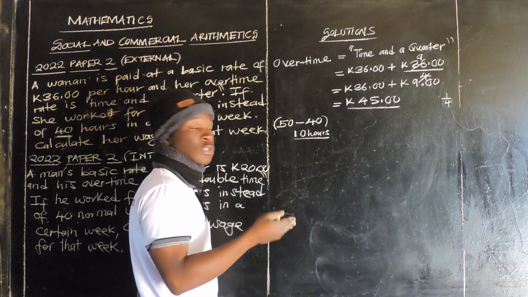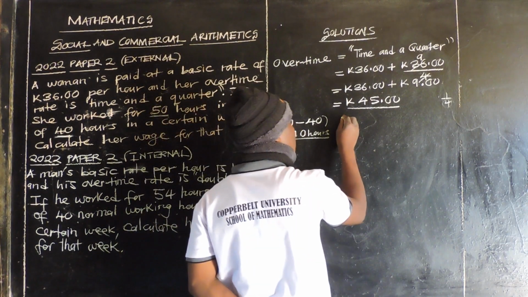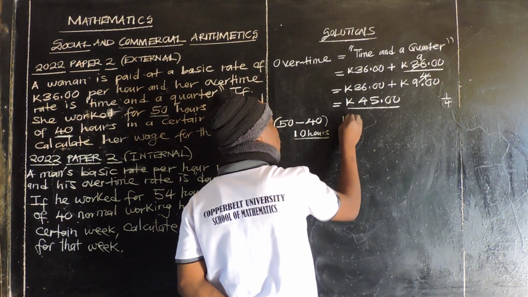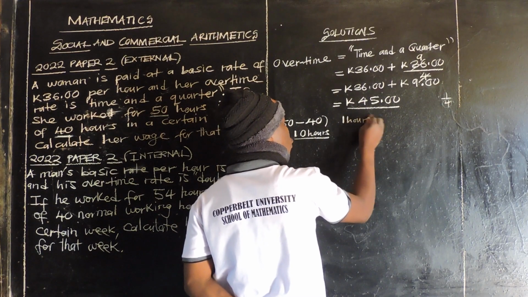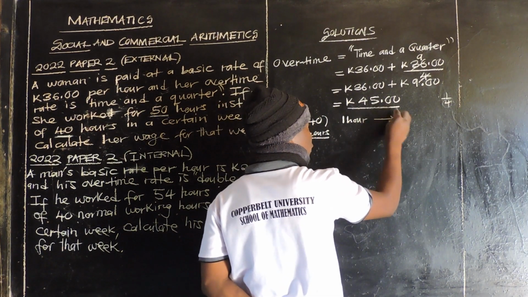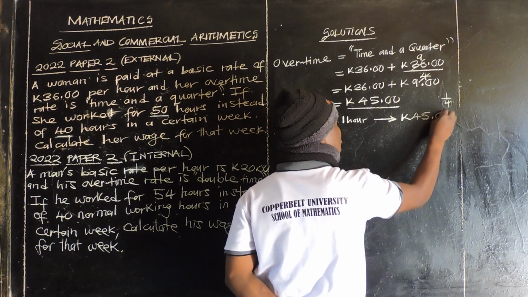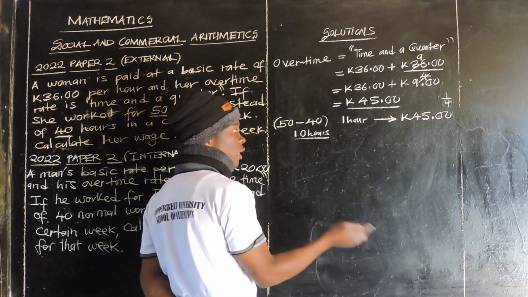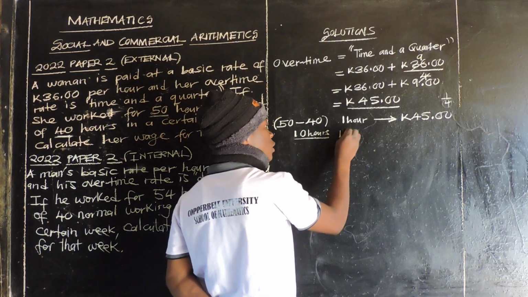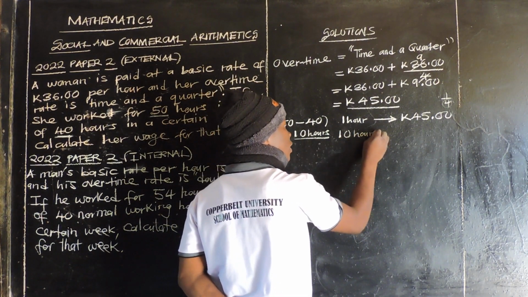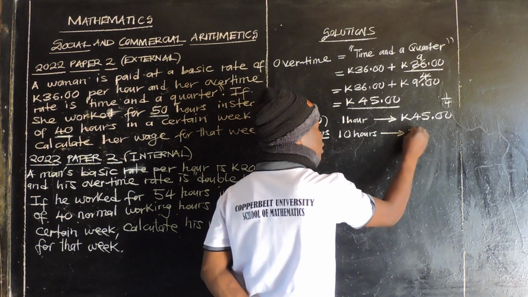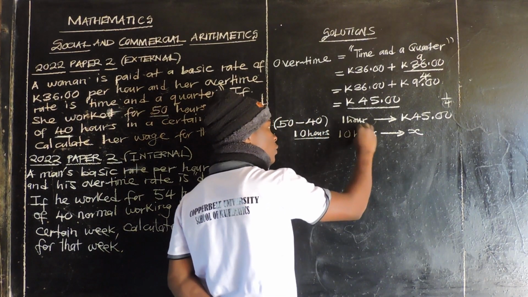Are we together? Yes. So now, we know that 1 hour of overtime is equal to 45 kwacha. She was given 45 kwacha for working 1 hour overtime. Now in this case, she worked for 10 hours overtime. So what about 10 hours? We say 10 hours is equal to x. This is what we want. So these two are going to cancel.